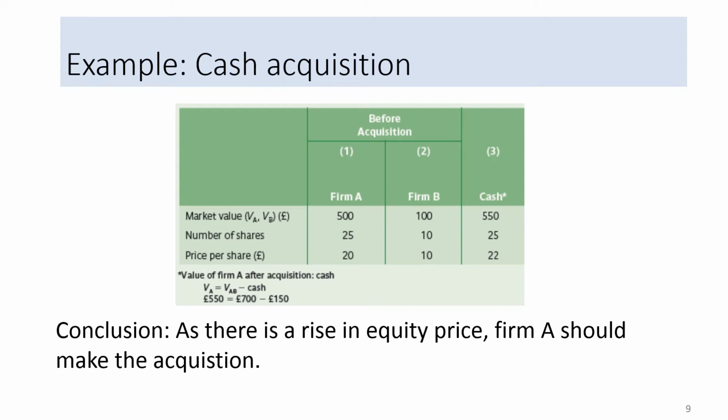This slide summarizes the overall position of Firm A and B before and after the cash acquisition. To conclude, Firm A should make the acquisition, as there is a rise in equity price. Firm A derives synergies from merger.